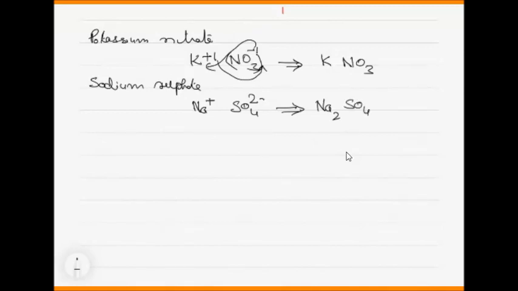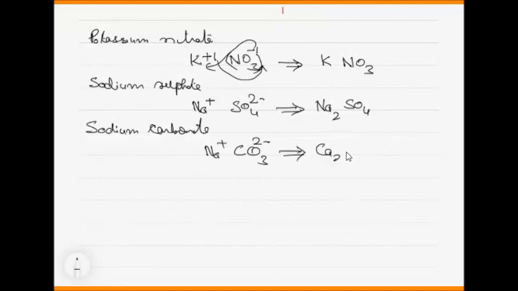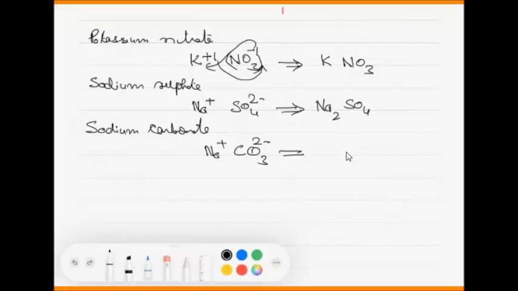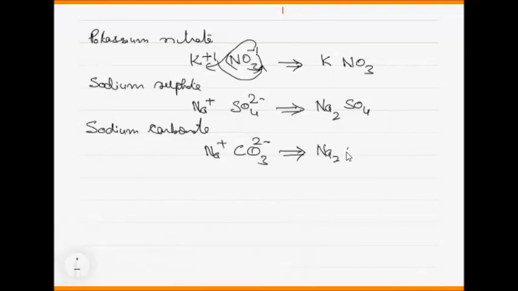Then the next compound is sodium carbonate. So sodium, if you refer to the table once again, sodium carbonate. Sodium is, students, Na1 positive and carbonate is CO3 2 negative. Again exchange the valencies. So this becomes NaCO3, correction, Na2CO3, because 2 comes here.